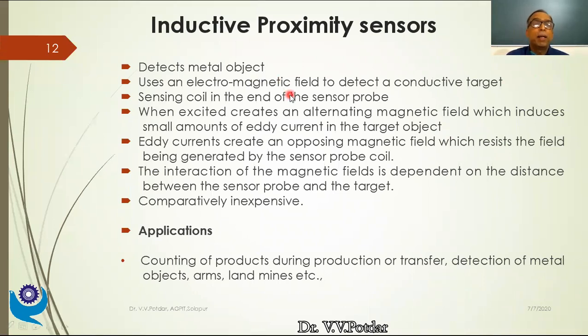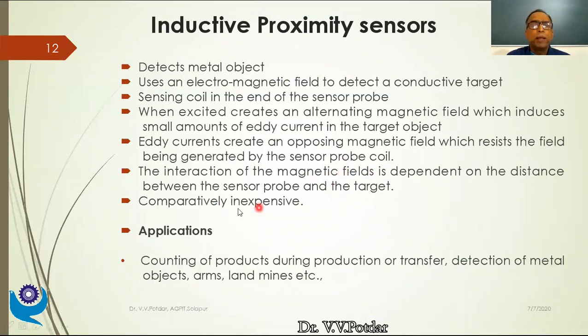So it detects a metal object and uses an electromagnetic field to detect the conductive target. There is a sensing coil at the end of the sensor probe. When excited, it creates an alternating magnetic field which induces small amounts of eddy currents in the target object. These eddy currents create an opposing magnetic field which resists the magnetic field being generated by the sensor probe coil. The interaction of the generated magnetic field and the eddy current magnetic field gives the effective magnetic field which is sensed, and it gives me the signal whether there is an obstruction or not.